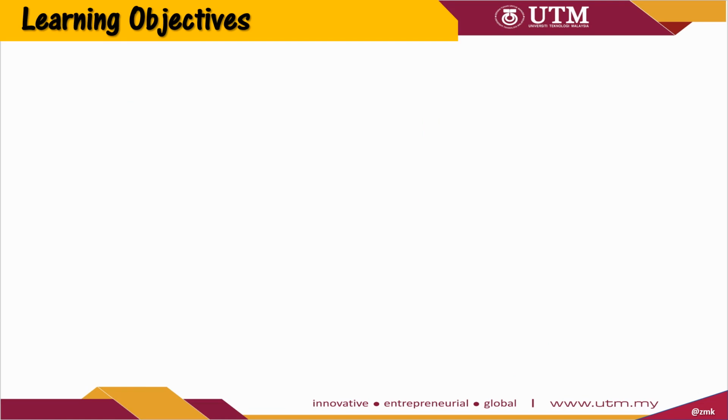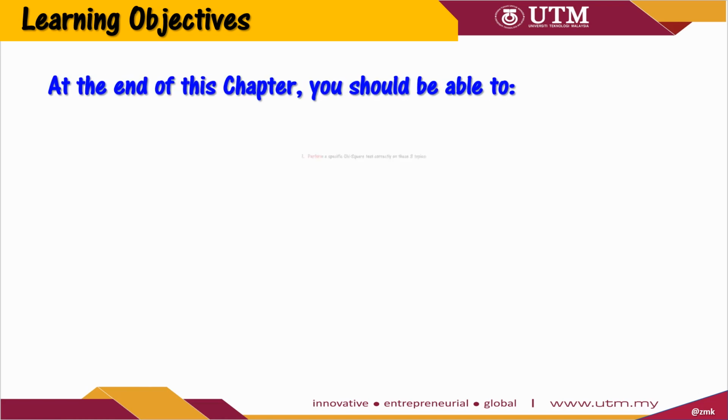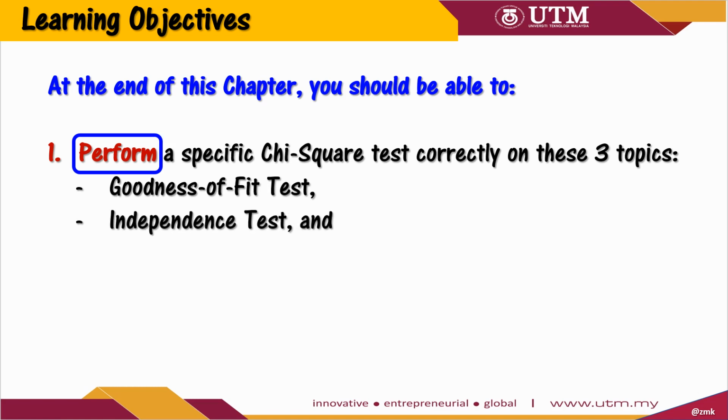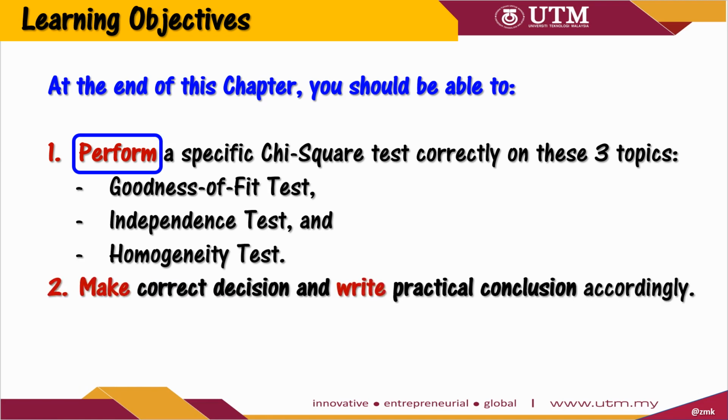The detailed coverage of this chapter relates to the chapter learning objectives. At the end of learning this chapter, you should be able to perform a specific chi-square test correctly on the following three topics: goodness of fit test, independence test, and homogeneity test. Next, you should also be able to make a correct decision and write a practical conclusion on these three chi-square tests accordingly.